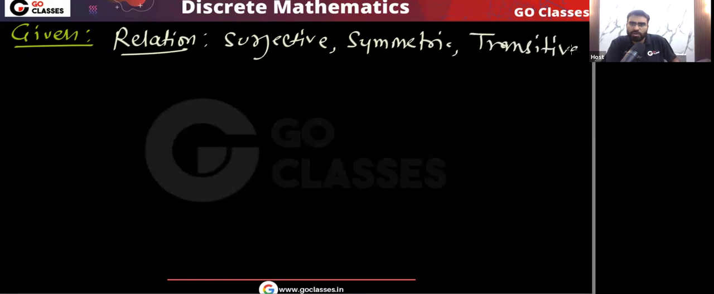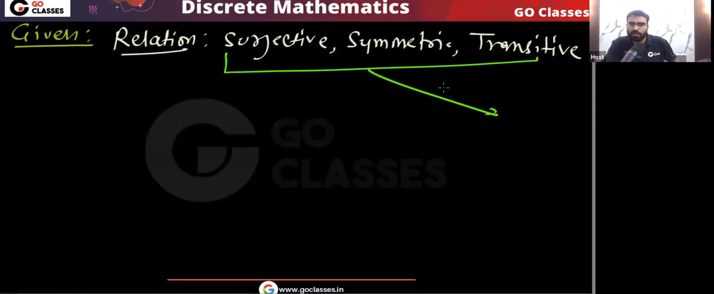See what we are saying. It is given that your relation is surjective, also symmetric, also transitive. So your relation is surjective, symmetric, transitive. These things are already given to you. Now, what do we need? We need reflexive. We need to check, is it reflexive? This is what we need to prove. Prove that this will be reflexive.